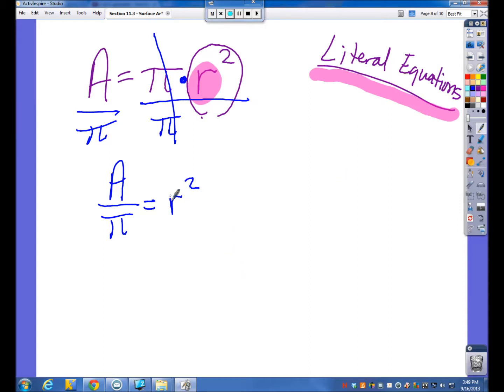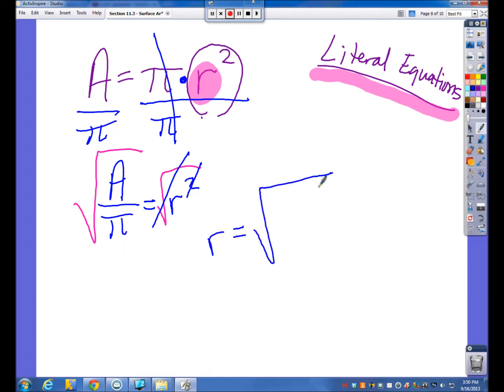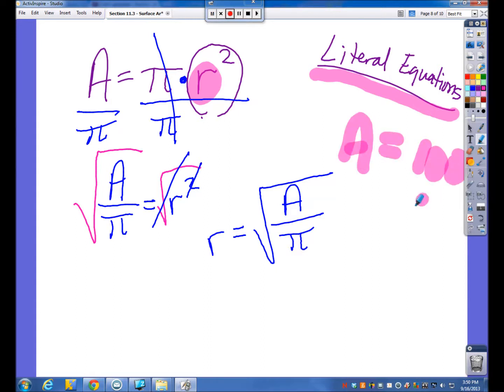Now if I want to get just r by itself, how do I get rid of that squared term? I would need to square root both sides, the whole fraction over here. Now my square root and my square cancel each other out. Can I square root an A or a pi, not knowing what they really are? No. So your answer is the radius is equal to the square root of the whole fraction, area divided by pi. If you knew that the area of a circle was, say, 100, you can plug it into A, divide it by pi, and then take the square root of that ugly thing, and that's what your radius would end up being.